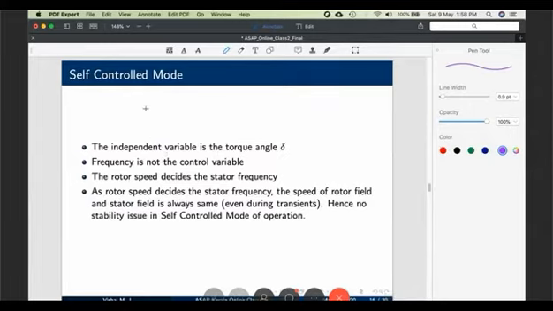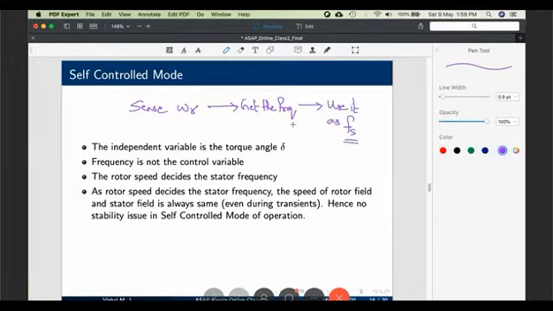In self-control mode, what we do is that we sense the rotor speed. Once we sense the rotor speed, we get the frequency. That is the frequency corresponding to the rotor speed. Use it as the stator frequency, which means now the stator or the RMF follows the rotor speed.